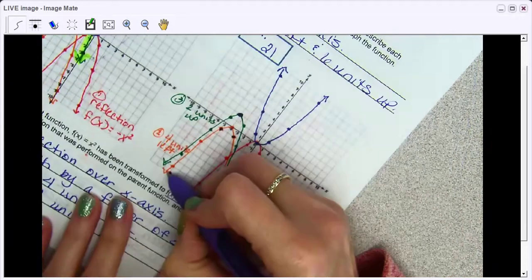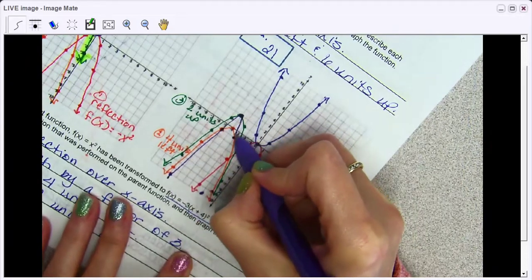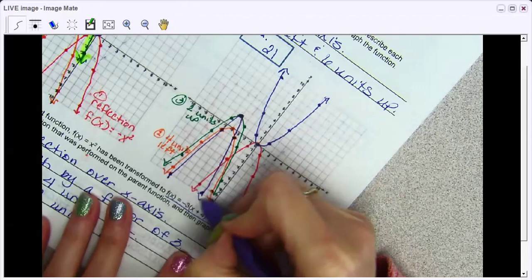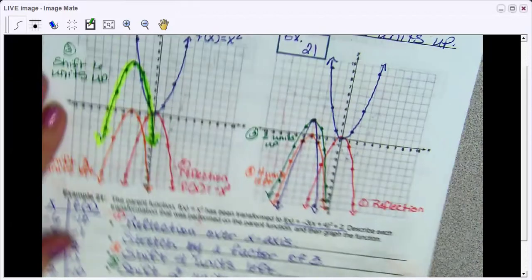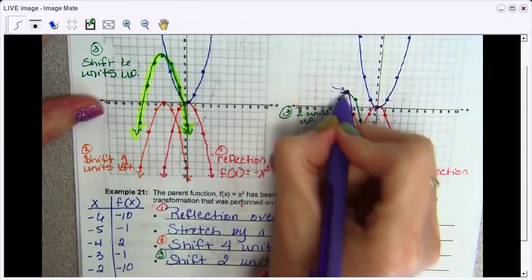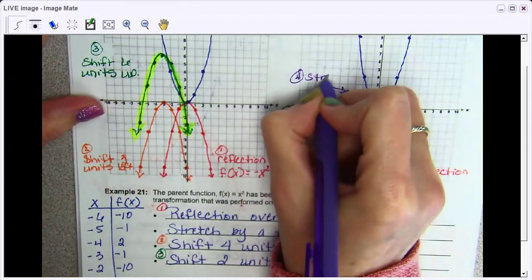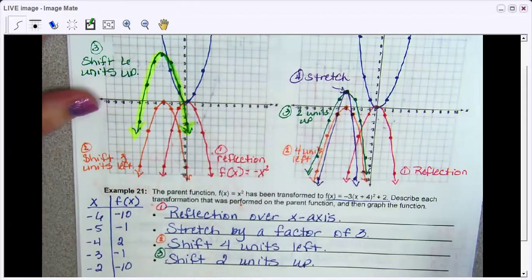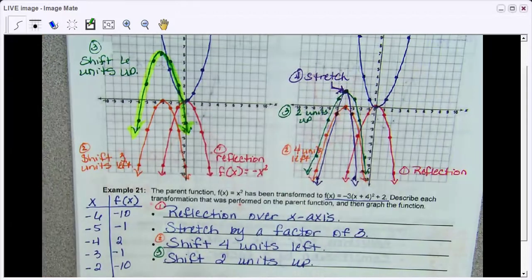So then it's sharing points from some of my other ones. So then that was stretched because it's skinnier. Okay, and so that would be your final. So I'm going to put this one as the stretch. All right, that concludes lesson 8-3, transformations of quadratic functions.